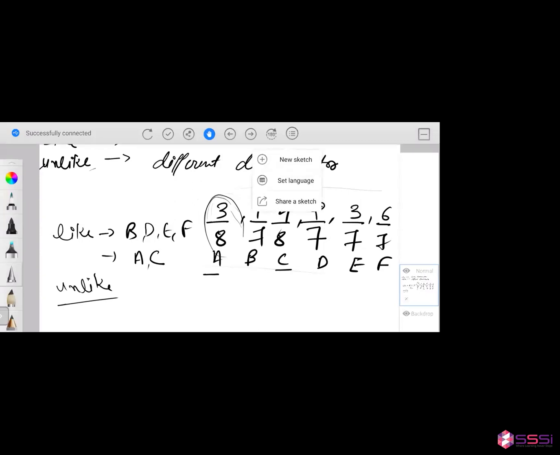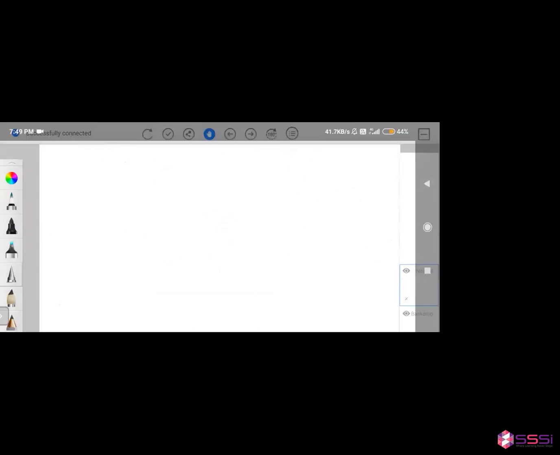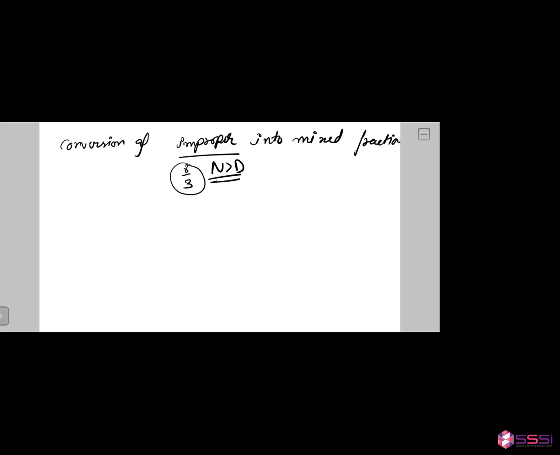Okay, so the next thing is how to convert an improper fraction into a mixed fraction. Conversion of improper into mixed fraction. Improper, we know, is one in which the numerator is greater than the denominator, like 8 by 3. This is an improper fraction.